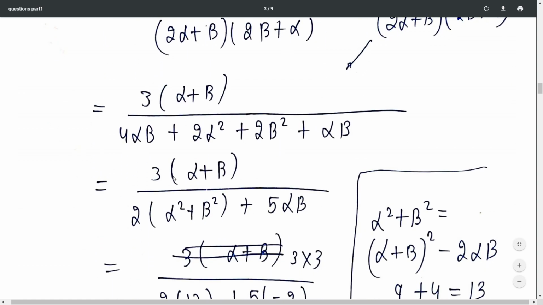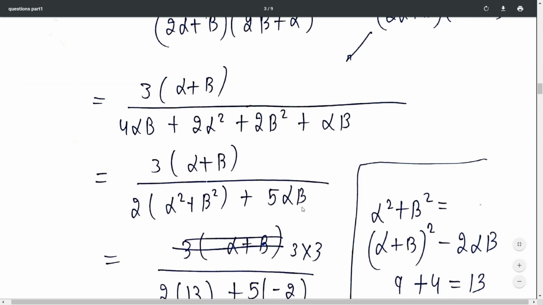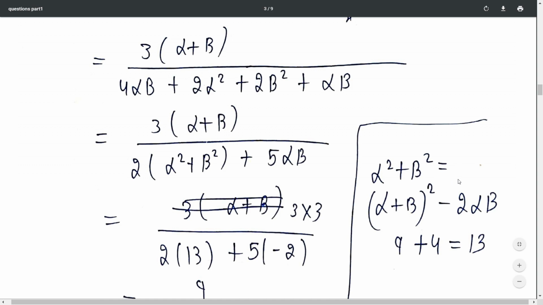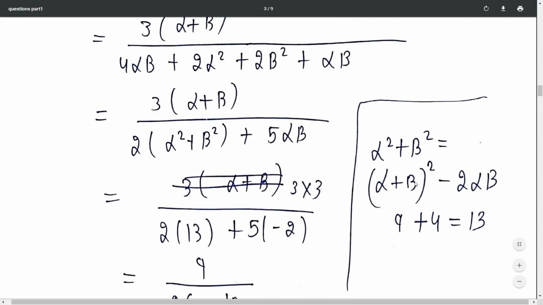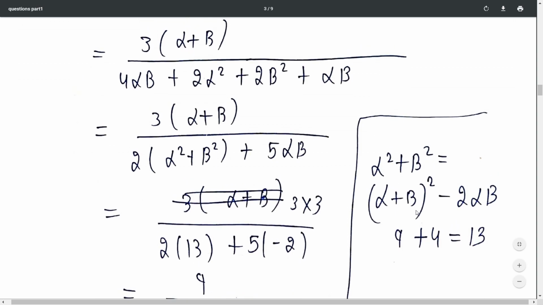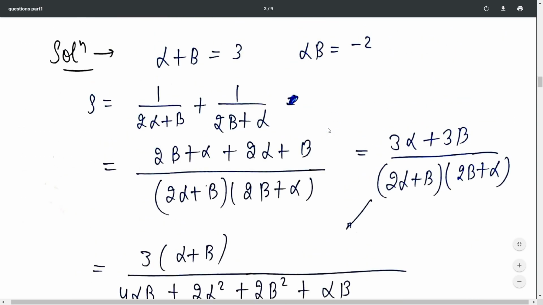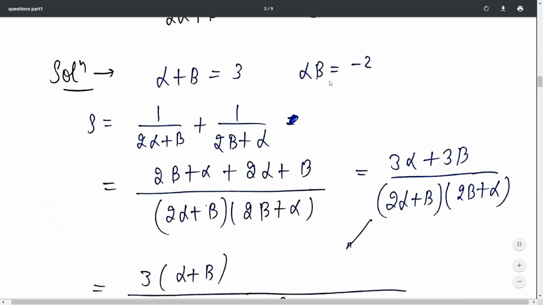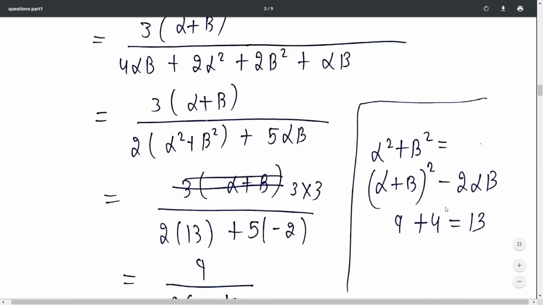On further simplification, I get 3 into alpha plus beta upon 2 into alpha square plus beta square plus 5 alpha beta. I have calculated alpha square plus beta square from here. It will be alpha plus beta whole square minus 2 alpha beta. This is a famous identity you must be knowing. Alpha plus beta value we know and alpha beta value we know. Substituting these values here, 9 square and minus 2.